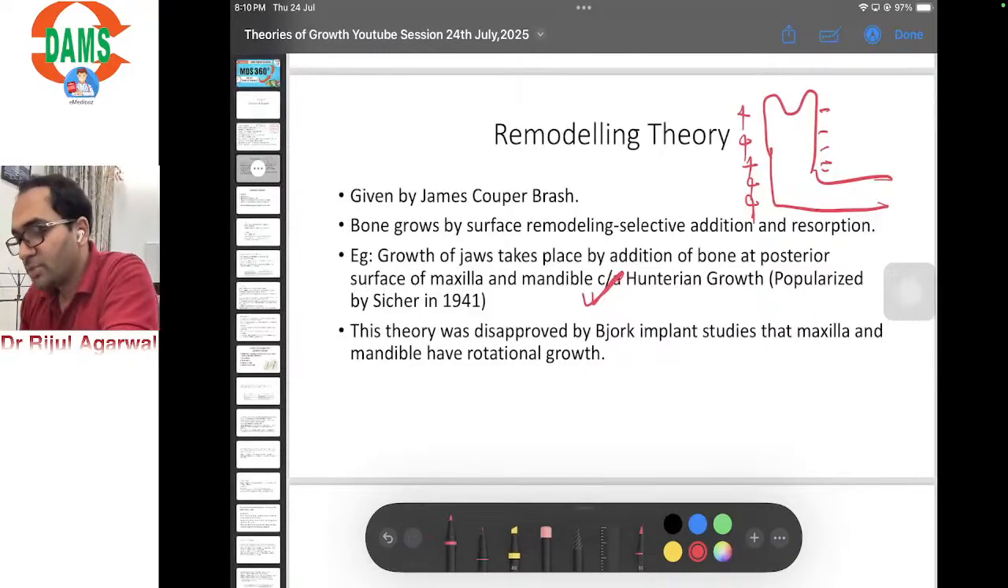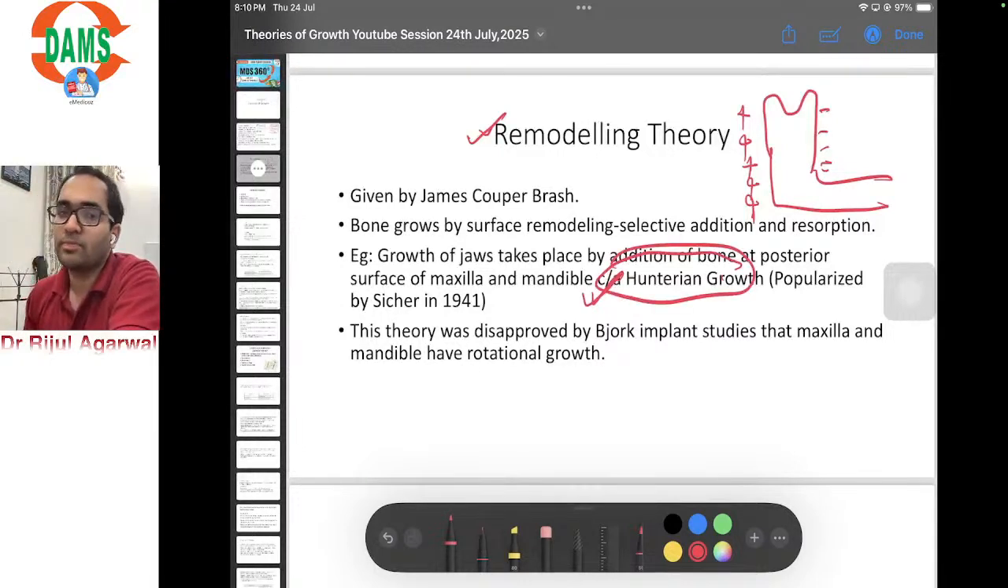Okay, and what is important in this remodeling theory is this Hunterian growth term. This Hunterian growth term was specifically given for the growth of the mandible by this selective addition and resorption. Now later on, this theory was disproved by Jorg.